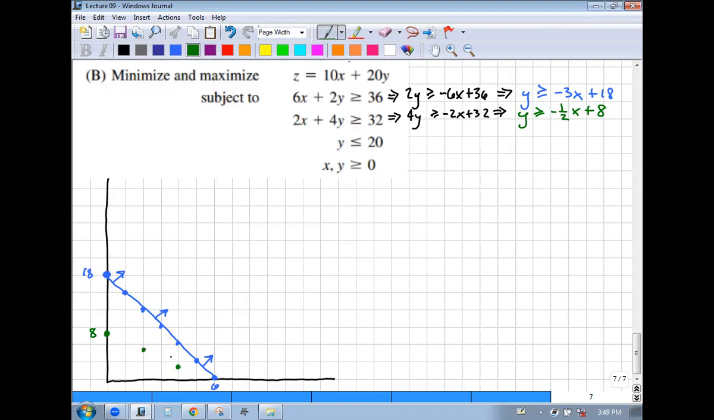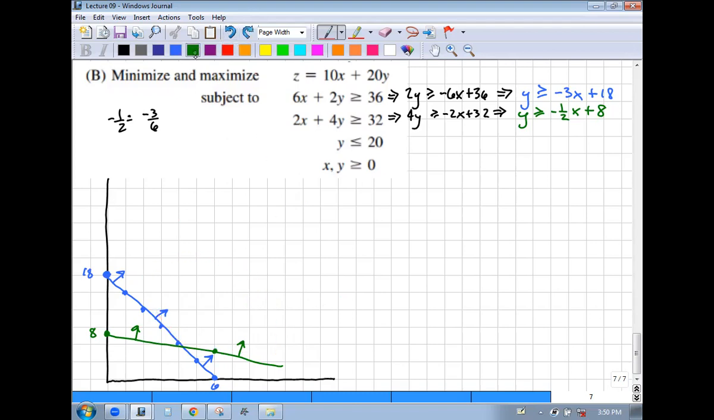Down 1. Wait, that's not right. No. Each tick mark is worth 3 here. So let's see. Each tick mark is worth 3. So if I multiply the top and the bottom by 3, I got that, right? So if I go down 3, I have to go to the right 6, which is better because each tick mark vertically is worth 3, right? If I go down 1 tick mark, which is going down 3, I have to go to the right 6. 1, 2, 3, 4, 5, 6. Something like that. And we want all the y values bigger than that. So far our region is here.